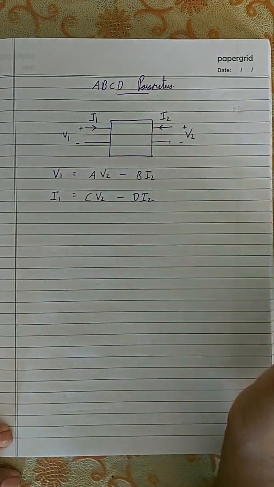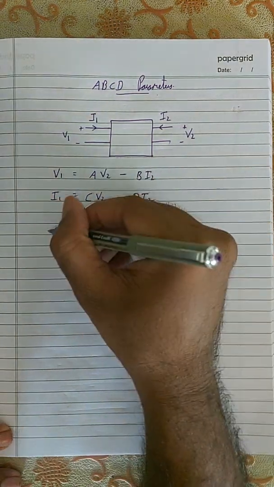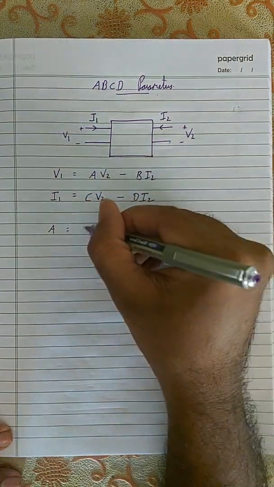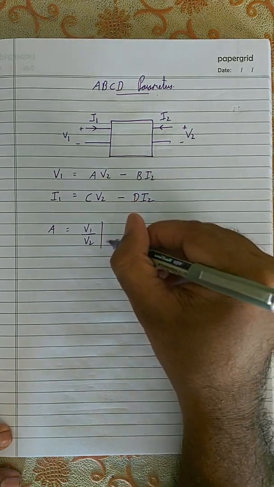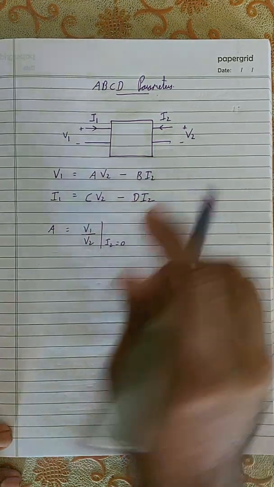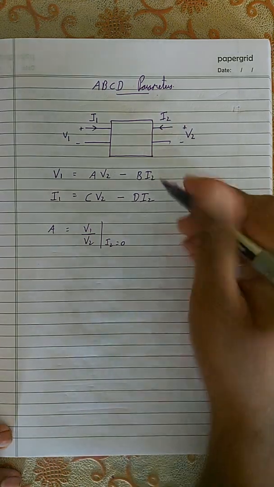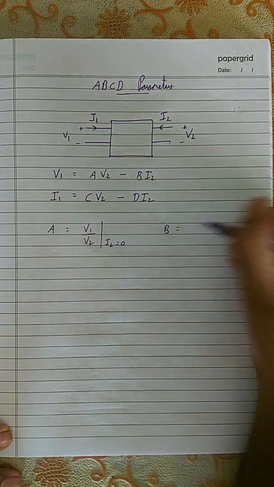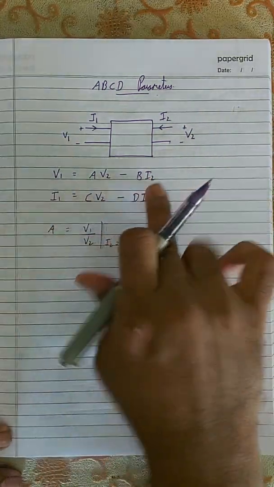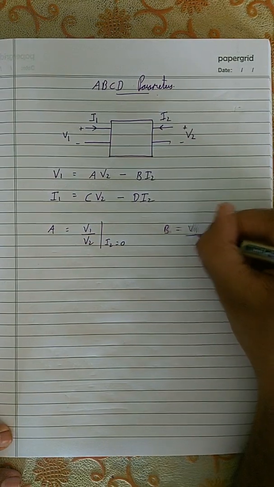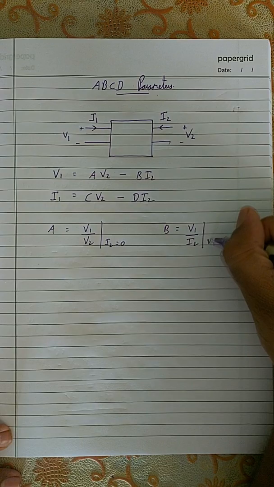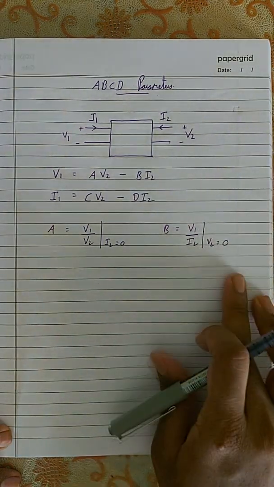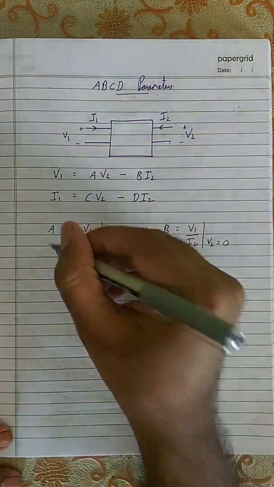So what is the equation for A? From here itself you can write that. A is equal to V1 by V2 when I2 is equal to 0. This is the equation for A. What is the equation for B? B is equal to V1 by I2 when V2 is equal to 0.